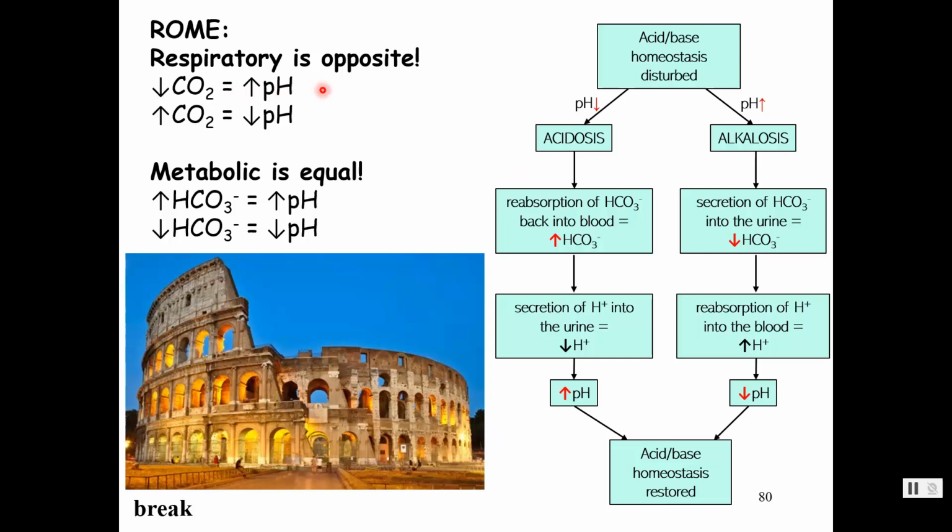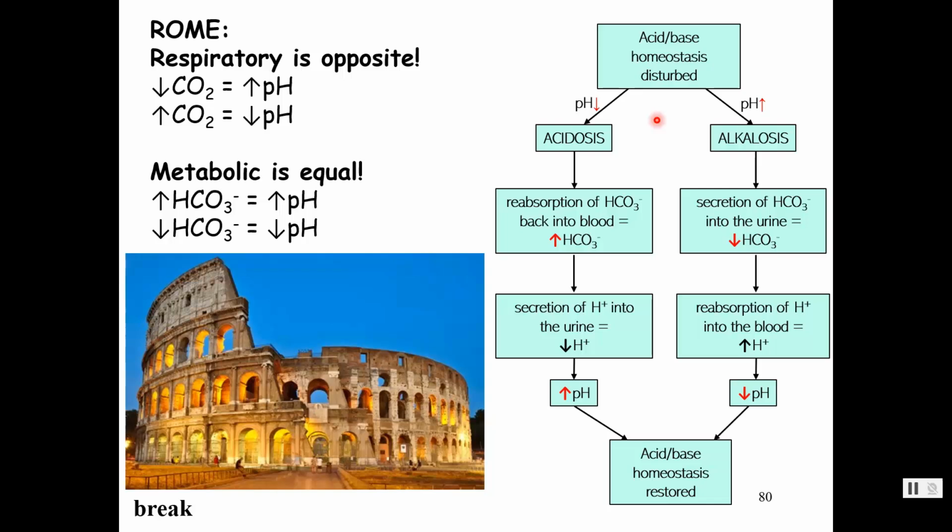I've given you this mnemonic and this picture. ROME: respiratory is opposite, which we covered. Metabolic is equal. What I'm saying is, wherever the bicarbonate is, if bicarbonate is high, pH is going to go up. If bicarbonate is low, that means pH is low.